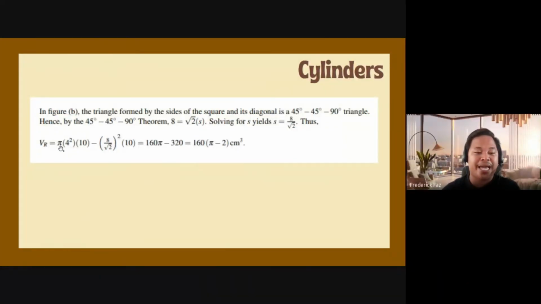We have pi r squared h. So this is from the volume of the cylinder. And the side of the square is equal to 8 over square root of 2 squared times 10. So we have here the required volume, 160 times the quantity pi minus 2 cubic centimeters. So yan po. So ito po. So we factored out po this value.